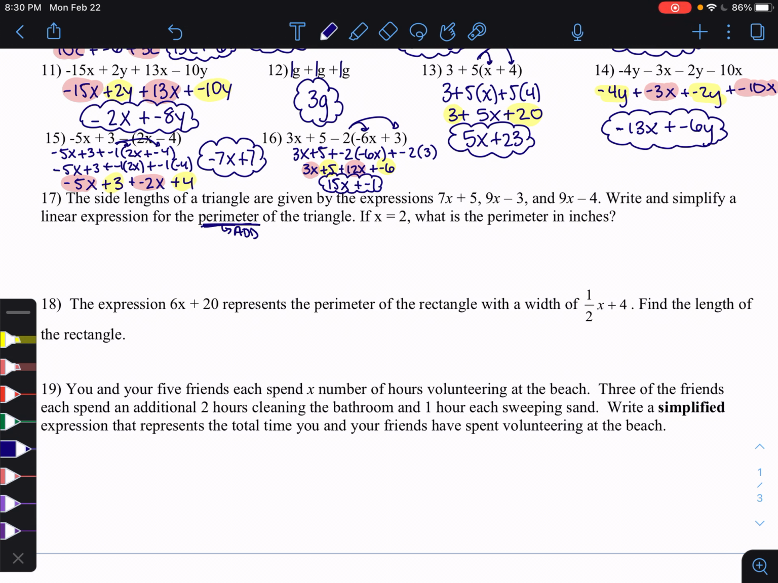Now I'm actually going to evaluate this for when x equals 2. So I'm going to change the x into a 2 and use order of operations. So 25 times 2 is 50. 50 plus negative 2 is 48 inches.